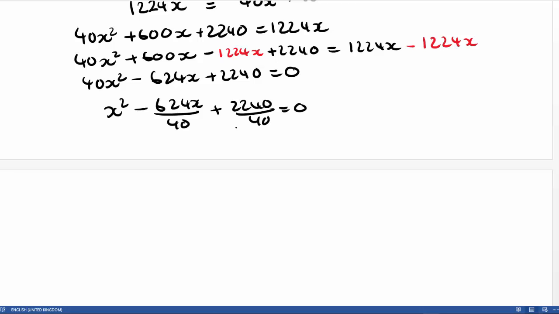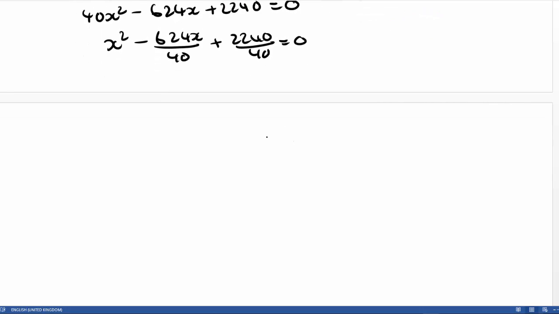Okay, this is turning into a very long question. Right, so what we're going to do, we're going to halve the coefficient of x and then we're going to square it. Now, whenever you're dealing with a fraction, when completing the square, the denominator always doubles. Okay, that's when you're halving the coefficient of x, when the coefficient of x is a fraction.